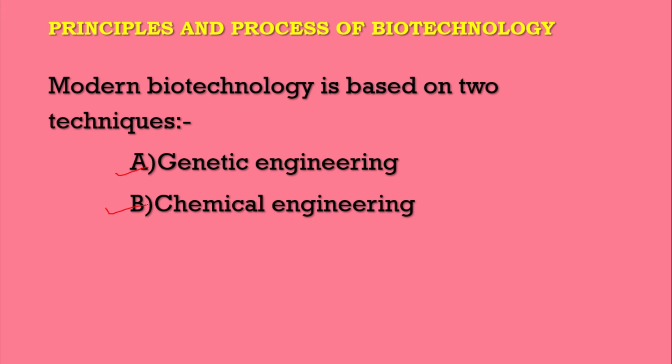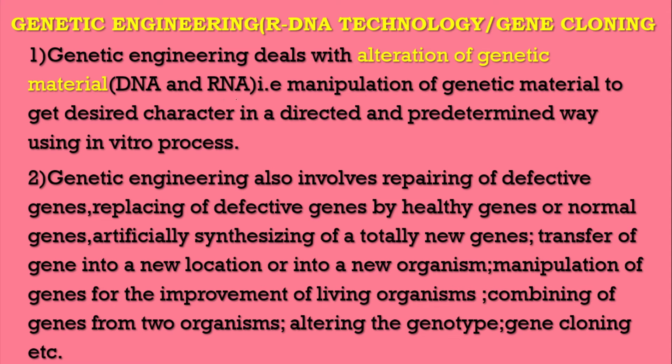So let's see first genetic engineering. What is genetic engineering? You can use another word also, rDNA technology, or you can use another word, gene cloning. These are the two types. Genetic engineering deals with alteration of genetic material. Means in genetic engineering, genetic material, that is DNA or RNA, can be altered. Manipulation is done in the genetic material. Some changes can be done in genetic material. Why can we do these changes?